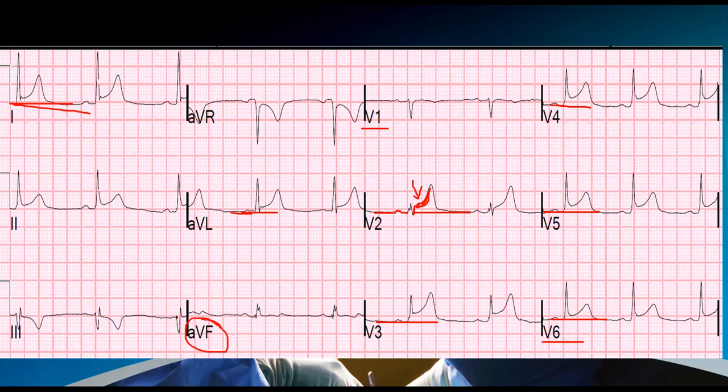Leads 2, 3, and AVF: these are the inferior leads. Again, you see that lead 2 has ST elevation, lead 3 doesn't have anything, and AVF is very hard to say, but not much actually. But lead 2 has ST elevation. Whenever most of the cardiac leads have ST elevation, you should think about pericarditis. Never ever in an MI patient do all leads have ST elevation.